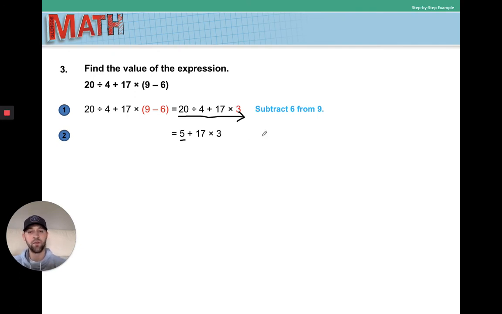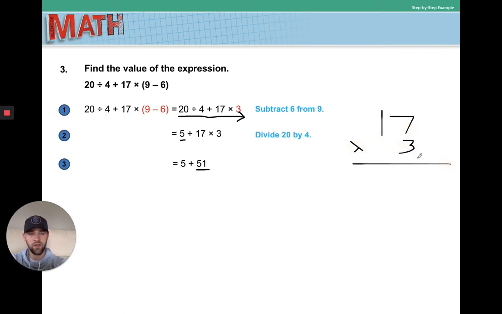Here's where a lot of students make the mistake now. They're like, okay, perfect, I'm done with multiplication and division. Well, no, you're not yet, okay? You still have a multiplication problem right here, 17 times 3. If I do 17 times 3, I'm going to get 51. If you can't do that in your head, that's completely fine. Just go off to the side and do 17 times 3. 3 times 7, you should get 21. 3 times 1, you should get 3. And then plus 2 is 5. That's where we get the 51 from. Then I just have a simple problem. 5 plus 51, you get 56.